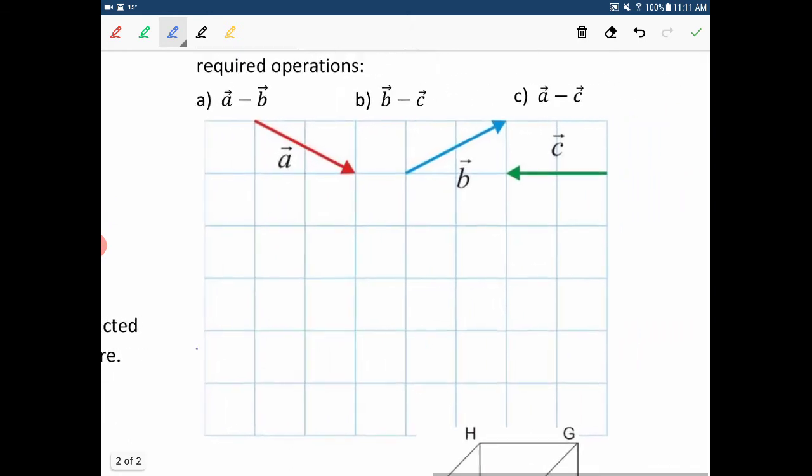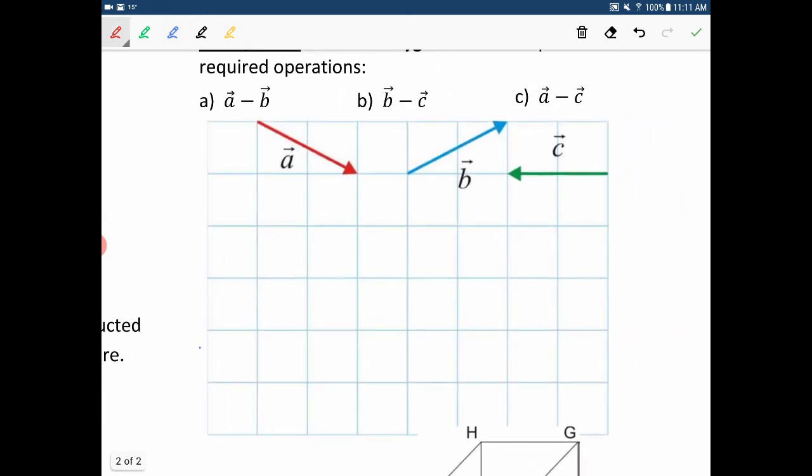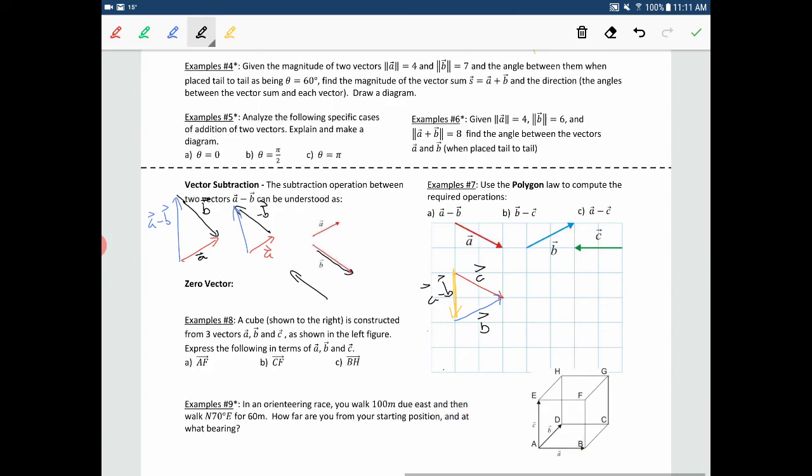So anyway, let's just quickly do a couple of these. So we've got vector A, okay, and we'll subtract vector B. So we put the head to the head, and that will give us, I better use yellow, A minus B. So that's A, that's B, and so that's A minus B. Okay, so I'll let you try the other two on your own.